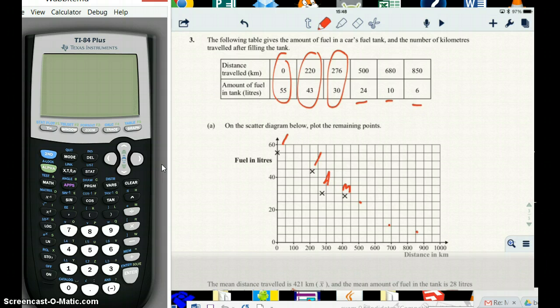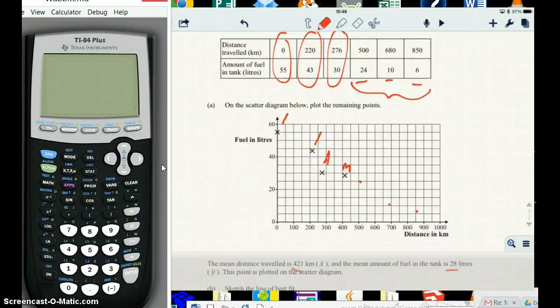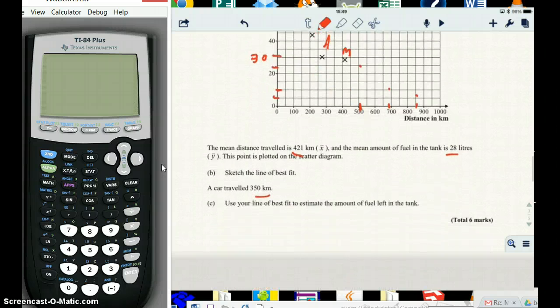So they want us to plot these 3 points, and so those are, here's 500, 24, this is 30, right? So 24 is about here, about the same as 25, so there's that point. 680, 10, 680 is about here, right? 10's here, so that's that point. 850, 6, 850 is right there. 6 is about there, so there's that. So those are those 3 points. So we've plotted the other 3 points that they asked for.